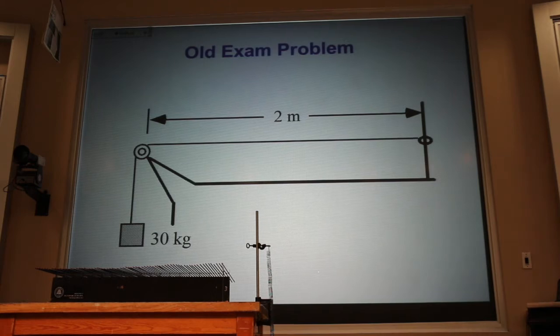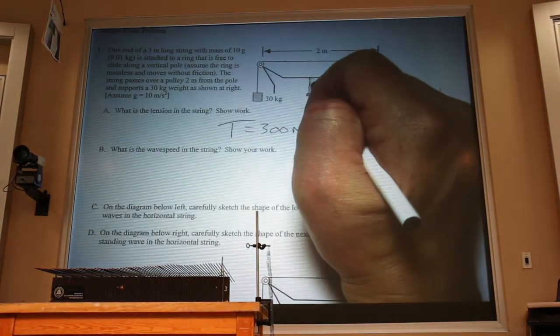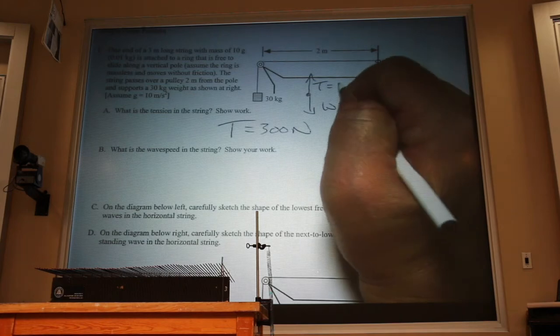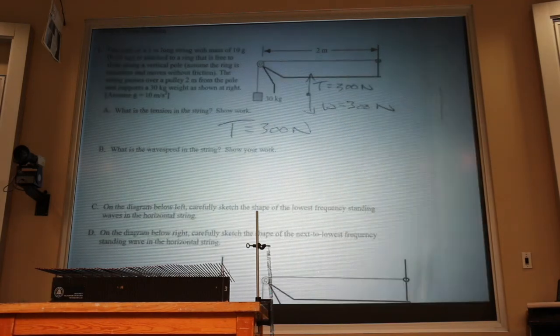We're asked to find the tension in the string. Can you do that in your head? Yeah, that tension is going to be 300 newtons. And you get that from a free body diagram. The weight is 300 newtons, and the tension is going to equal the weight, also 300 newtons.